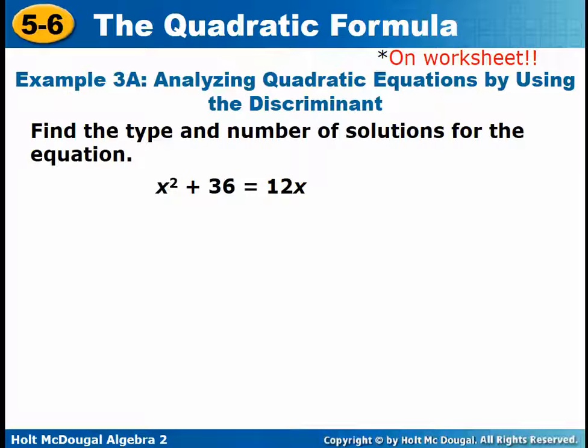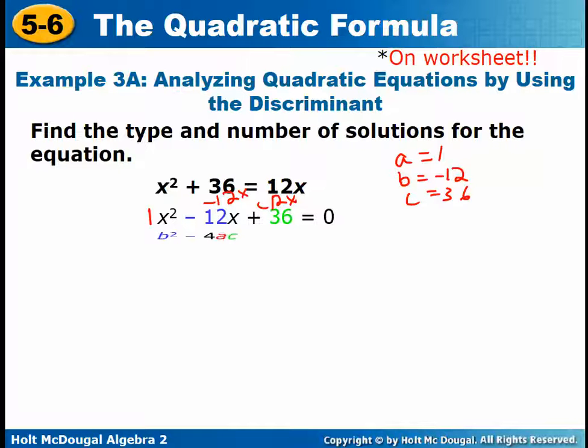All right, so let's look at an example. This one, again, is on your worksheet. Now, this is not yet in standard form, so first you need to rewrite it in standard form. I did that by subtracting 12x from both sides and setting it equal to 0. Then make sure that you have it in descending order, so ax squared plus bx plus c is how you write it. So a is 1, b is -12, c is 36.